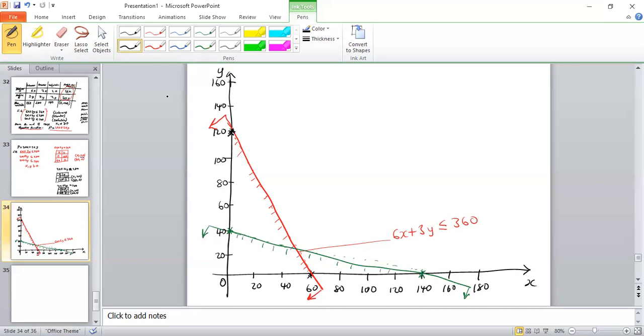That's 2x plus 7y less than or equal to 280 for that graph. Then the last graph: 0,70 and 70,0. So that should be here and here.